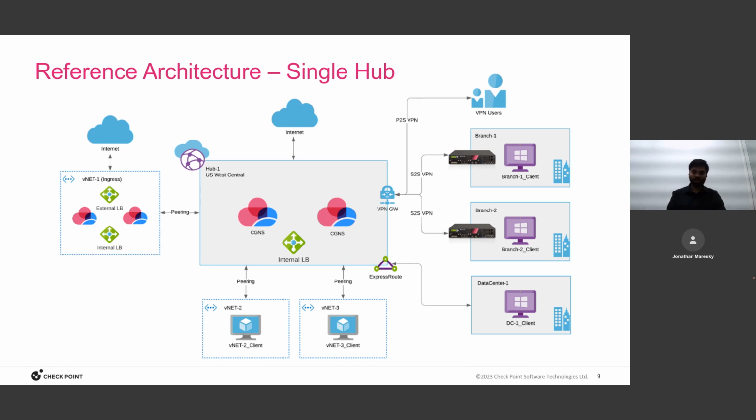Fourth is the point-to-site VPN, which is the user VPNs. We also terminate user VPNs for roaming users on the hub. So those roaming users can access the applications which are deployed in VNet 2 and VNet 3.